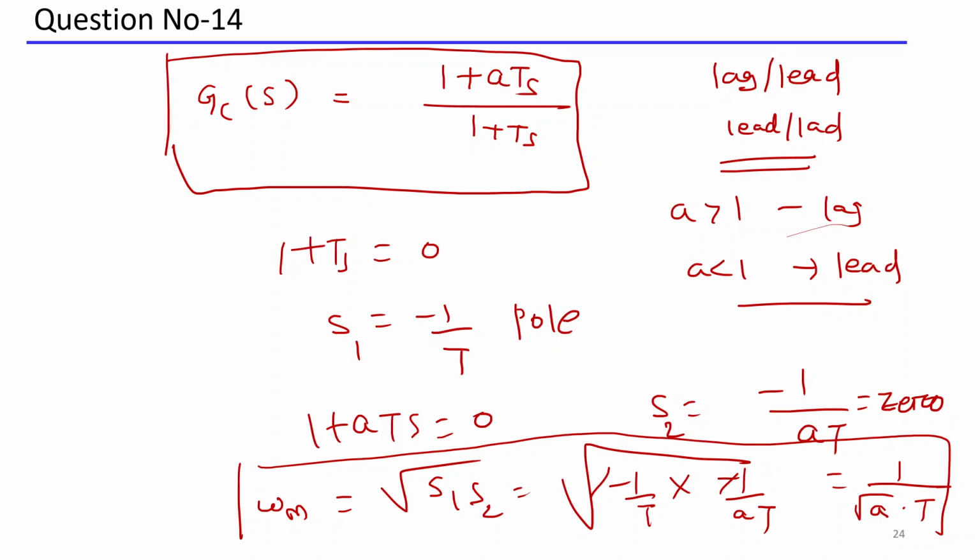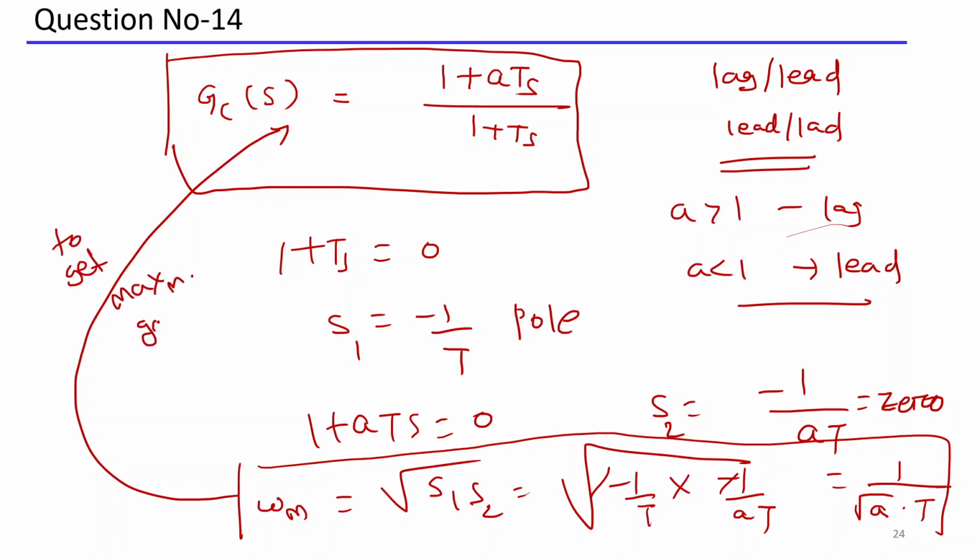After finding that omega value, you put it in the original equation to get the maximum gain. Initially you find out at which frequency the gain will be maximum, and then you put the corresponding frequency in the original equation to get the actual system gain. What is the maximum gain? Let me do one question, otherwise you will not be able to understand.